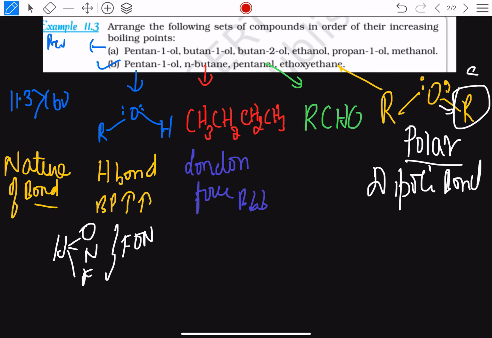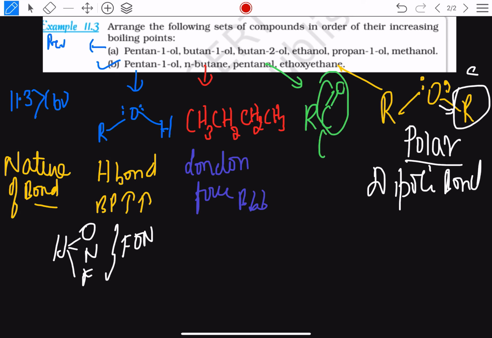Same is the case with the aldehyde also. I'll just illustrate the aldehyde in a little different way so that you get it clear. You have it like this. This is your aldehyde, RC double bond O. Oxygen has a double bond. Now understanding this, in aldehyde also you can see the oxygen is bonded to the carbon.